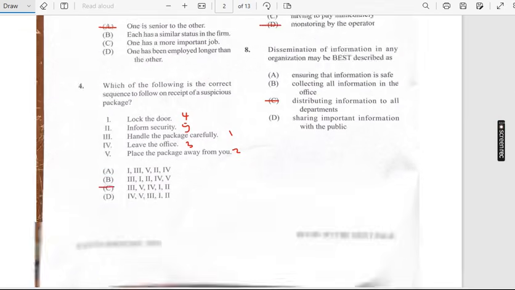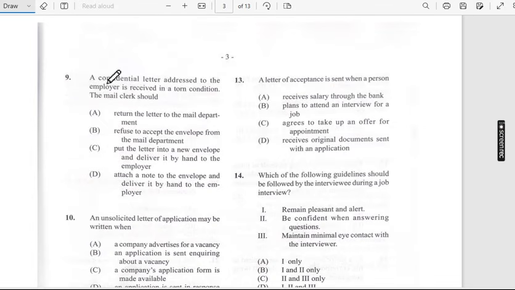Alright. Number 9, it says a confidential letter addressed to the employee is received in a torn condition. The mail clerk should attach a note to the envelope and deliver it by hand to the employee. Alright, so the answer will be D for that one.